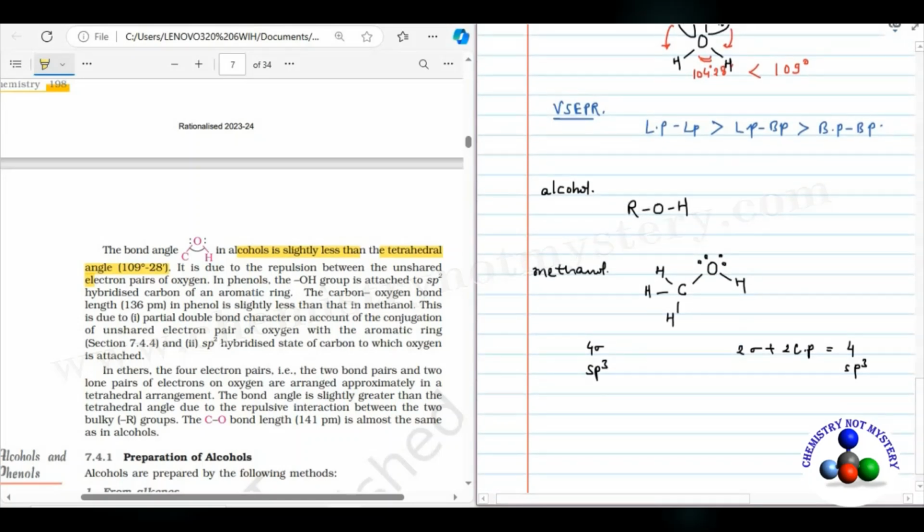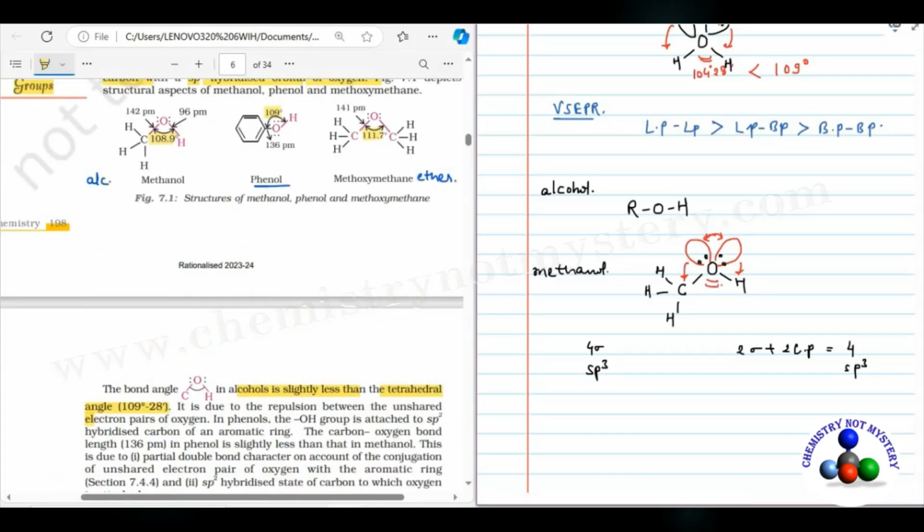And as we have discussed earlier, according to VSEPR theory, there is repulsion between lone pairs and lone pairs. So these lone pairs repel each other at maximum distance. And these lone pairs repel the bond pair as well. And because of the repulsion by the lone pairs, the bond angle between carbon, oxygen and hydrogen decreases. And in methanol, the bond angle is 108 degree 90 minutes. And this bond angle is again less than the expected bond angle of tetrahedral, which is 109 degree.